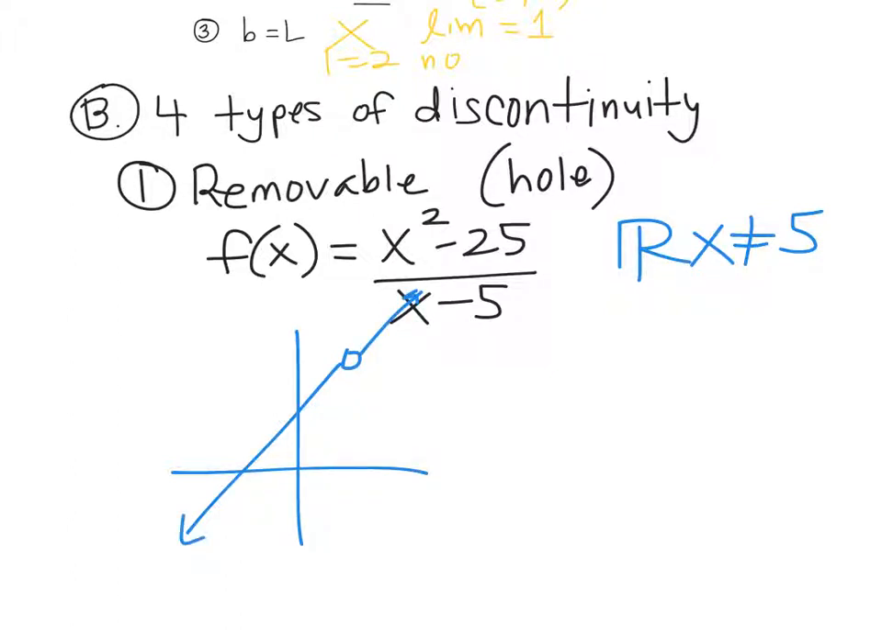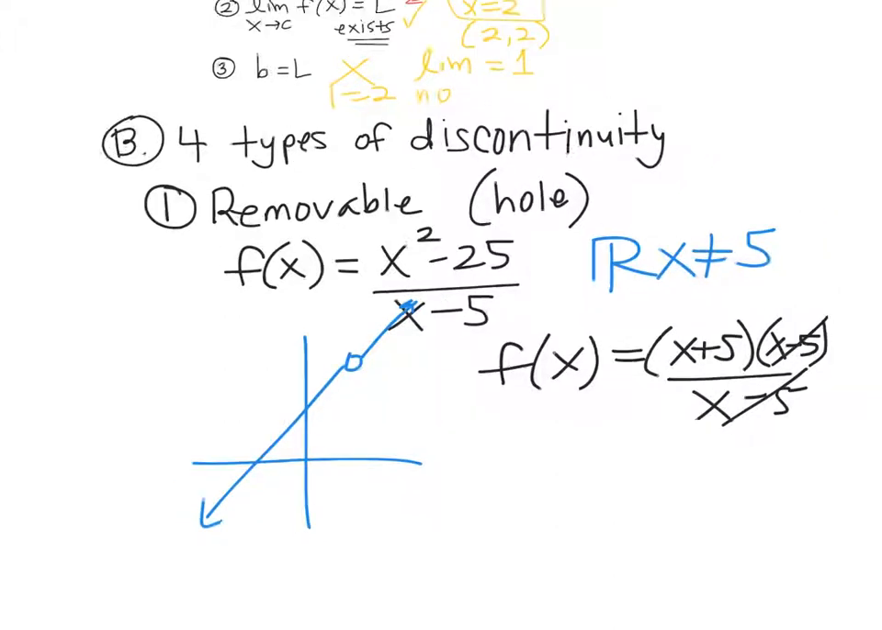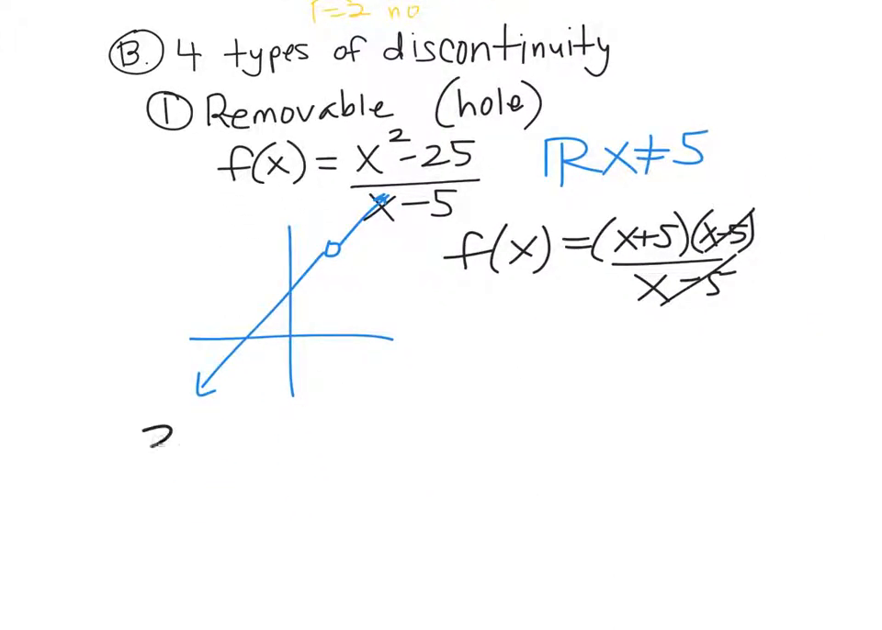You can't tell there's a hole in the graph, but a really good trick, which a lot of you did before, is you factored it. You got (x plus 5)(x minus 5) over (x minus 5), and you know what? I can remove it. It's a removable discontinuity at x equals 5. Hole in the graph.